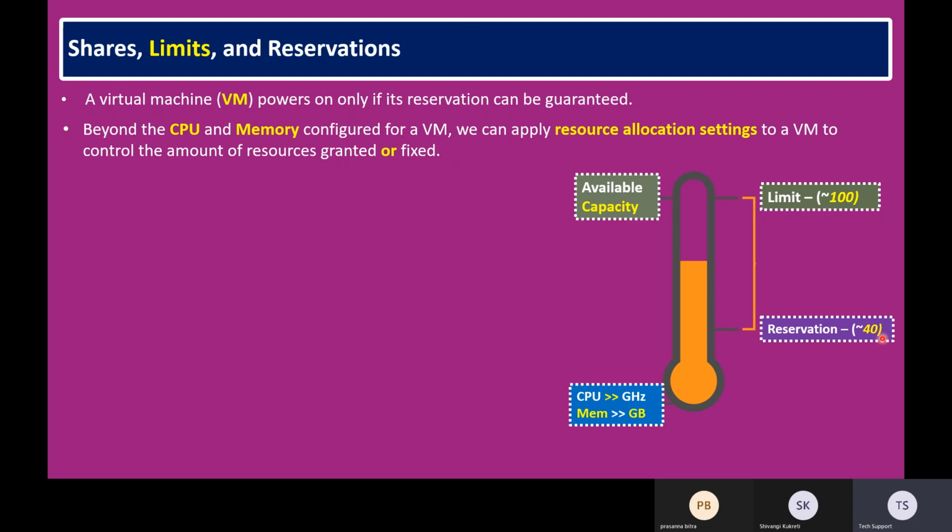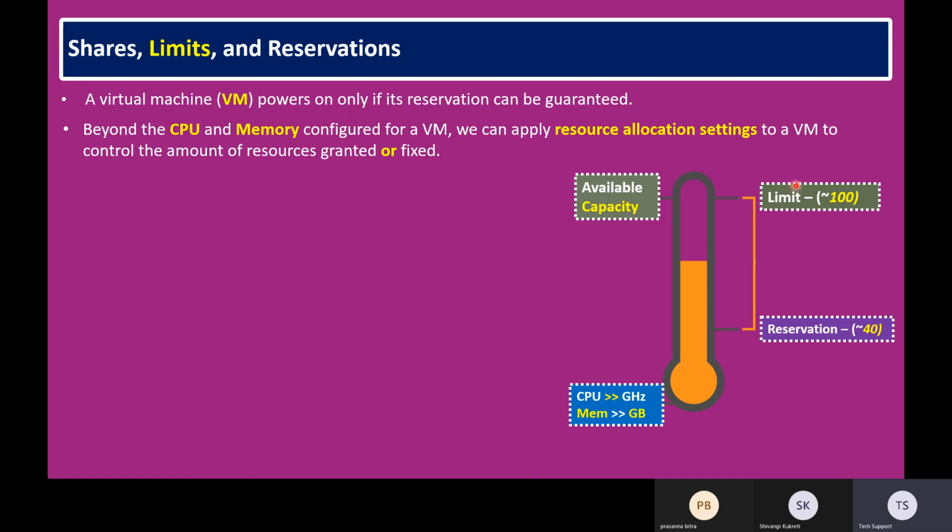Whatever the amount of CPU and memory they want to reserve, they can reserve. Whatever value we reserve is considered a reservation. So when you compare, the limit is 100 GB and the reservation is 40 GB. If you subtract 40 from 100, the remaining value is 60 GB. That 60 GB is the shared value.